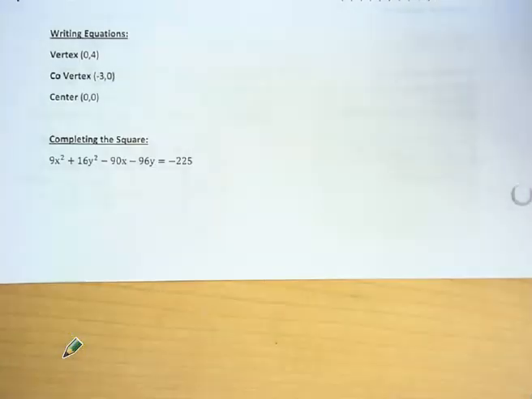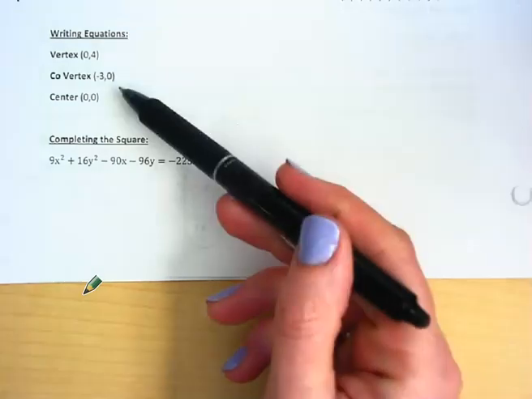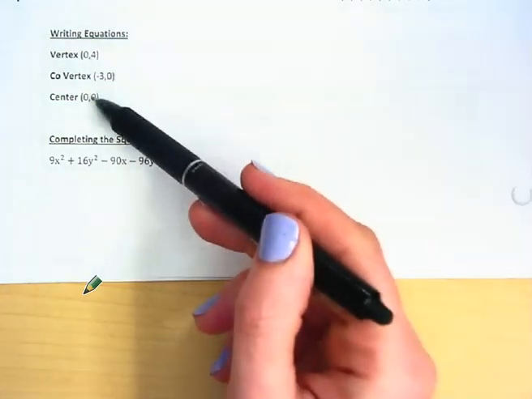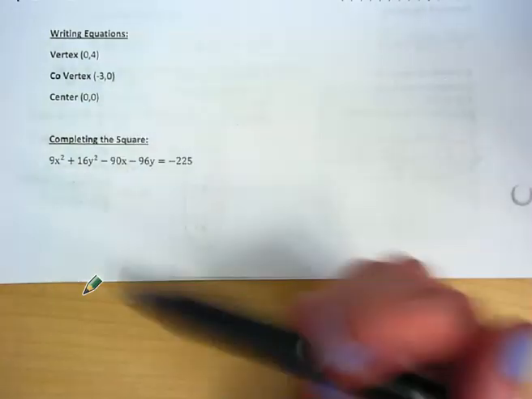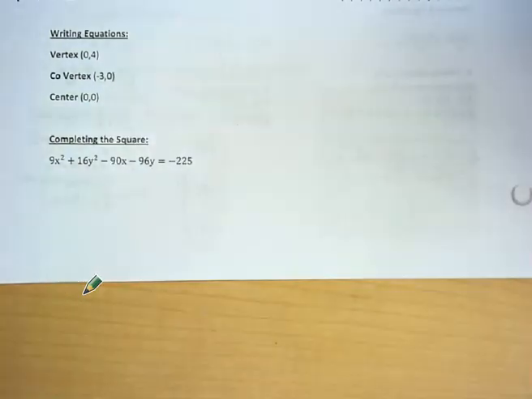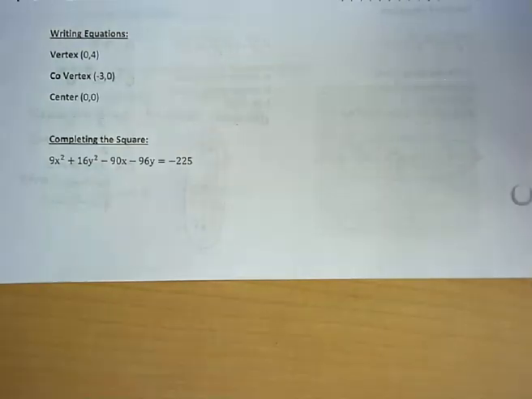For the next two, we're going to be writing equations, and before I explain this example, I want you to draw your given information, and then I want you to decide whether this is going to be a horizontal or vertical oriented ellipse from the given information.